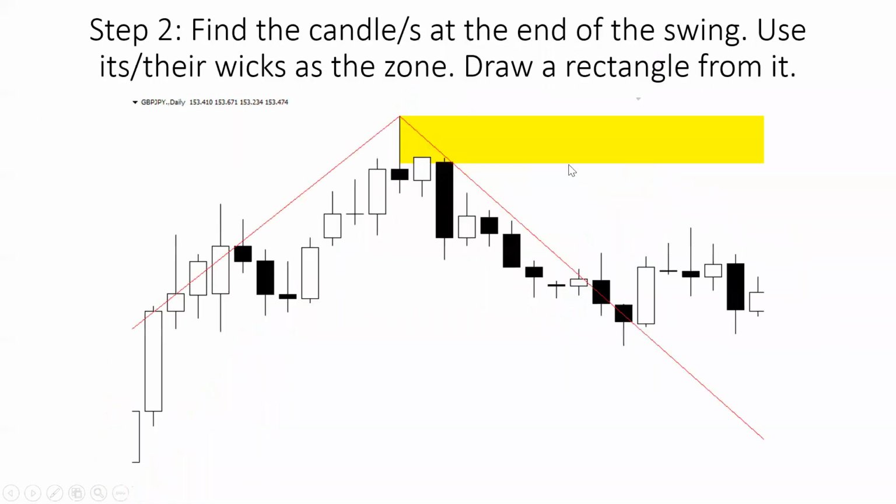Now, after that, when you locate those swings in the market, look at the tipmost candlestick. Hanapin niyo po yung pinakadulo. Find the candlestick at the end of the swing and use its wick as the zone. Then you draw a rectangle from it.